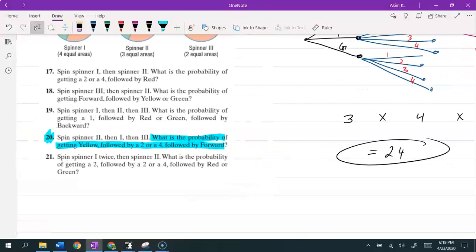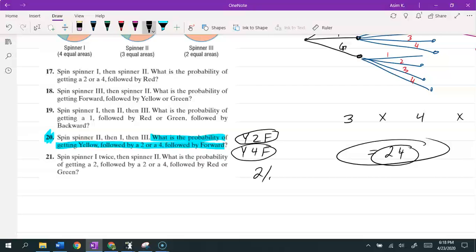So followed by forward. We're looking for the following to occur. We're looking for a yellow, then a 2, then a forward. Or we're looking for a yellow followed by a 4, then a forward. So you know that these are 2 unique possibilities, out of how many possibilities? 24 possibilities. So that's 2 chances out of 24 of that occurring.